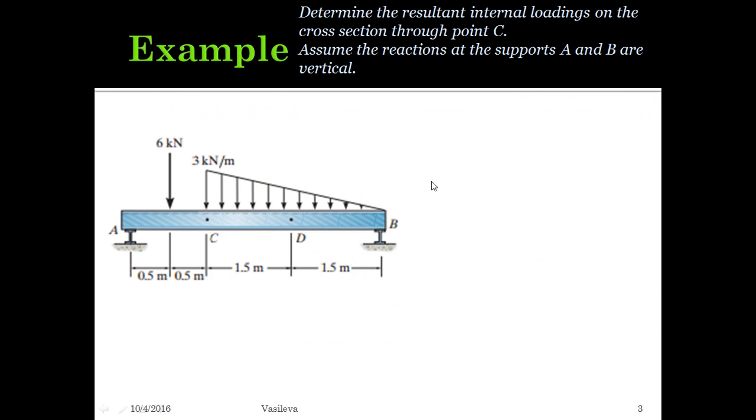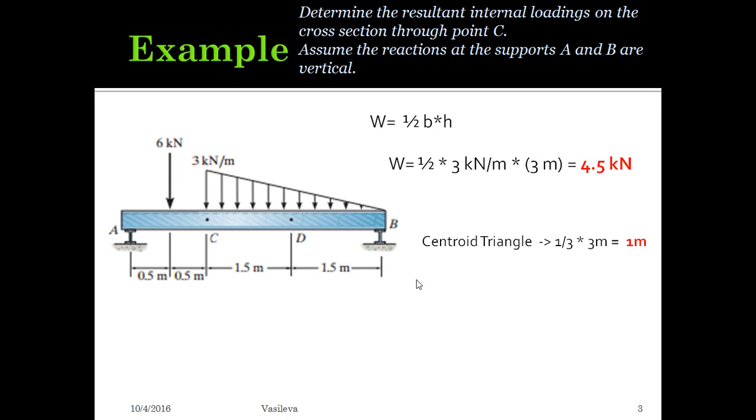So the first thing that we need to do is we have a distributed load. So we need to determine the magnitude of our distributed load and the location over the entire body. To find the magnitude of a triangle distributed load, it's just the area. So in this case, 1/2 base times height, where our base is this 3 meters and our height is 3 kilonewtons per meter. So we end up with 4.5 kilonewtons.